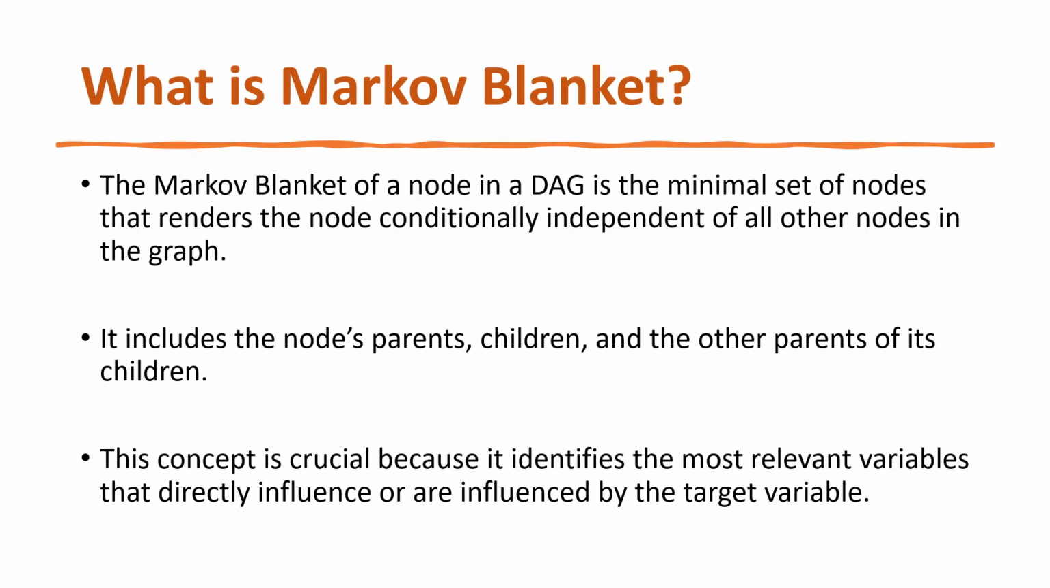Now that we understand DAG structure, let's explore a key concept called Markov blanket. So what is this? A Markov blanket of a node in a DAG is the minimal set of nodes that render the node conditionally independent of all other nodes in the graph. It includes the node's parents, children, and other parents of its children. This concept is crucial because it identifies the most relevant variables that directly influence or are influenced by the target variable.